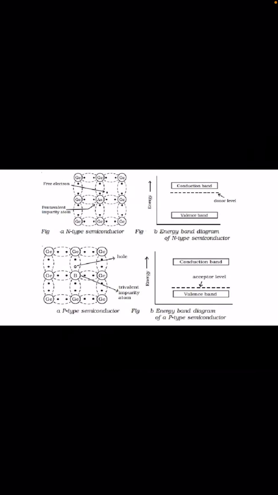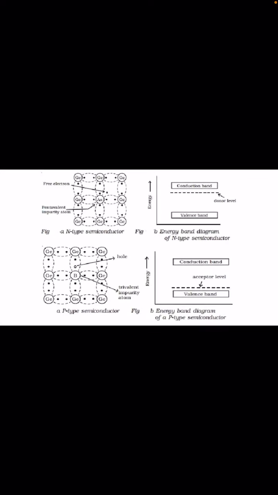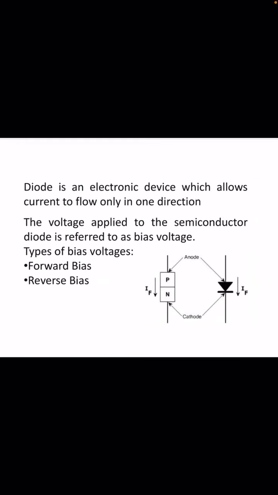This is the basic structure, showing how these impurity atoms are doped, and on the right side you can see the energy band diagram, where the valence band and conduction band are shown. The most important property of a diode is that it acts like a valve, and it allows current to flow only in one direction and not in the other direction. So it's a unidirectional device.